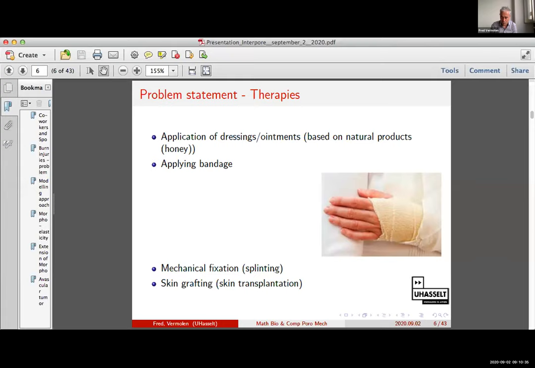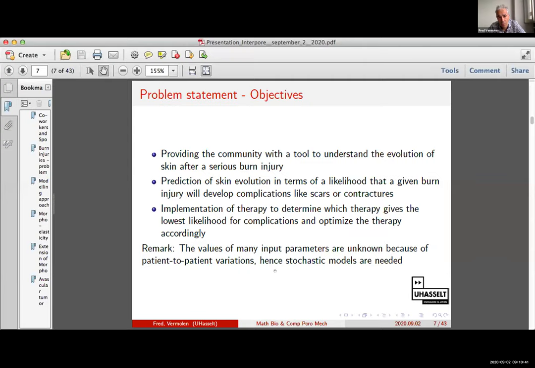Okay, so the objectives of this study are to provide the community with a tool that can be used to understand the evolution of skin after a serious burn injury. That's the main idea. Another thing is, next to understanding, we also want to predict how skin is evolving over time if a given burn or a given scar has developed. Then you can get some insight into how the scar is behaving, whether or not the scar becomes hypertrophic, or whether or not the skin is developing a contracture.